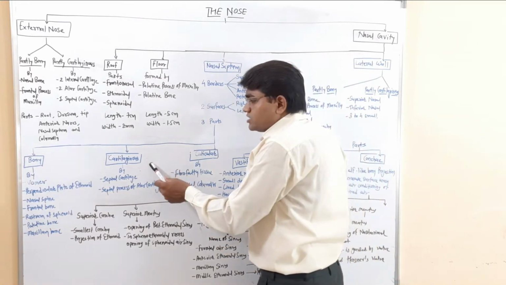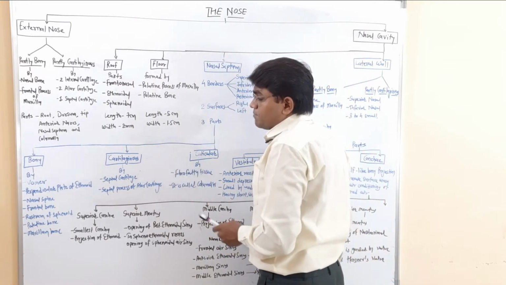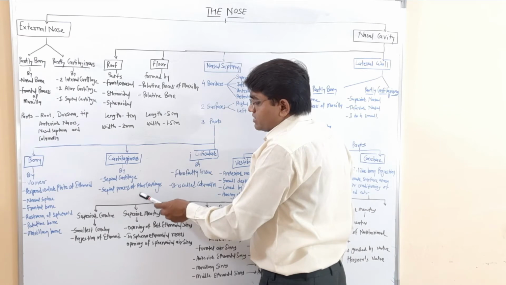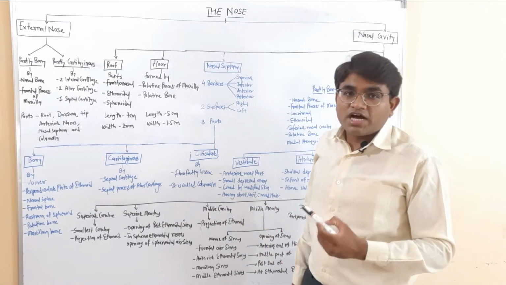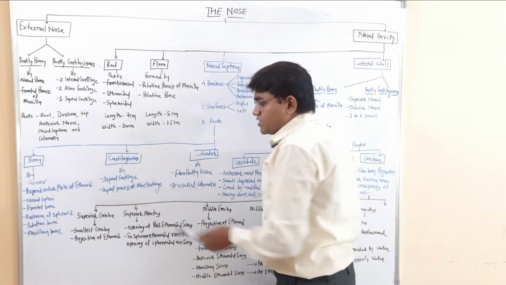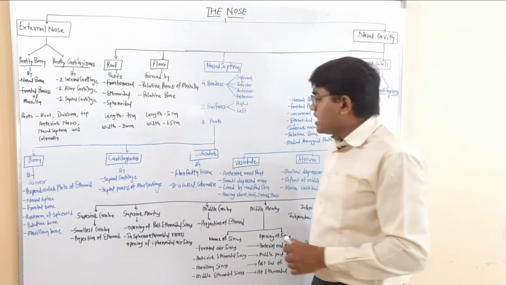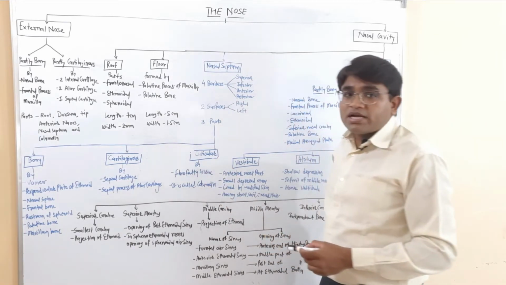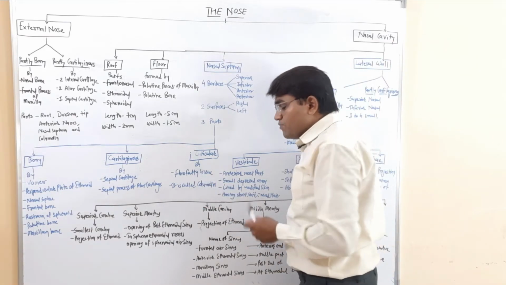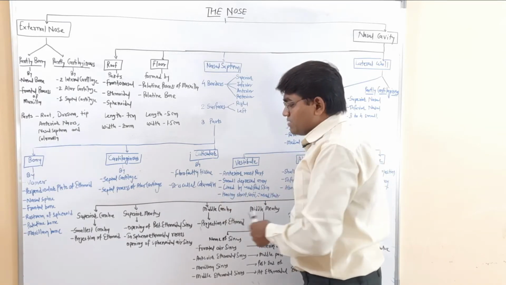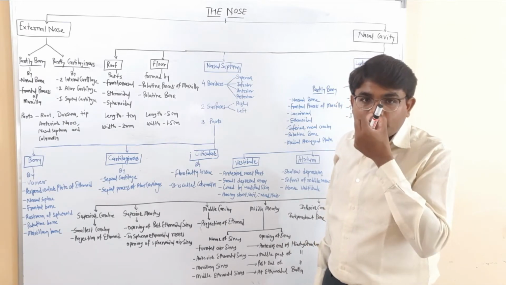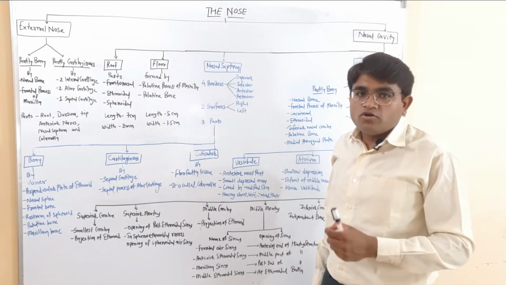Then the cartilaginous part. Which cartilages participate in the formation? Mainly the septal cartilage and the septal process of the lateral cartilage participate. The main two cartilages are the septal cartilage and the septal process of the lateral cartilage. Then the cuticular part. The cuticular part is the anterior most part of the nasal septum and it is formed by fibro-fatty tissue and lined by the skin, and it is known as the columella. This anterior most part of the nose is known as the columella.